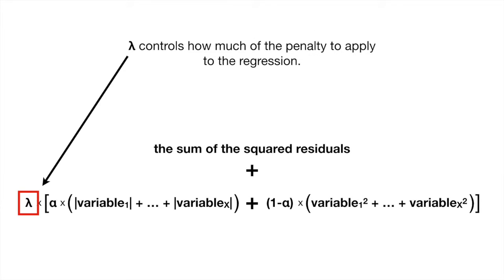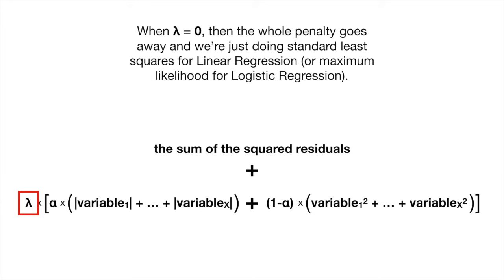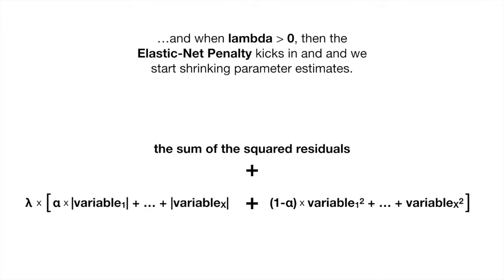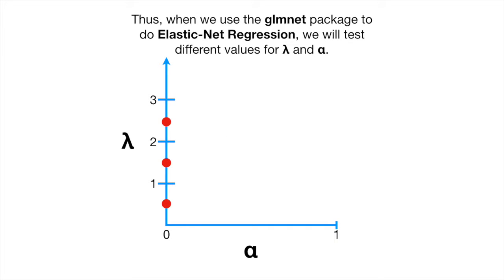Lambda controls how much of the penalty to apply to the regression. When lambda equals 0, then the whole penalty goes away and we're just doing standard least squares for linear regression, or maximum likelihood for logistic regression. And when lambda is greater than 0, then the Elastic-Net penalty kicks in and we start shrinking parameter estimates. Thus, when we use the GLMnet package to do Elastic-Net regression, we will test different values for lambda and alpha.